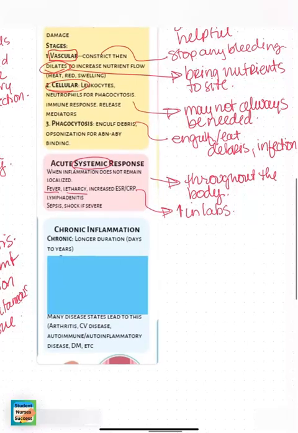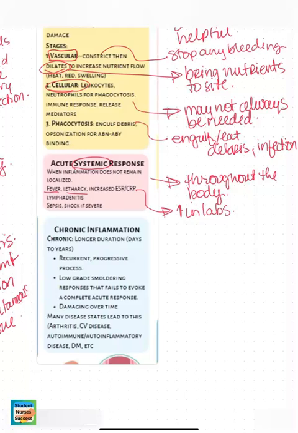Let's talk a little bit about chronic inflammation. Chronic inflammation is really not very helpful.